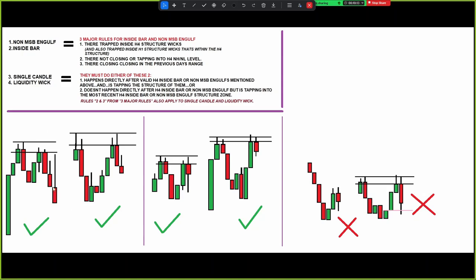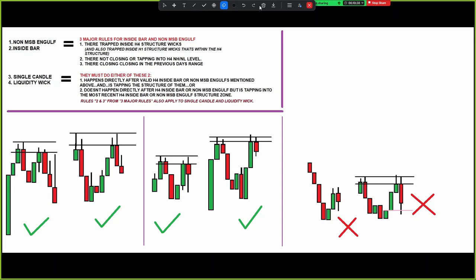And for liquidity wick, it's the same thing. It either has to happen directly after a non-MSB engulf or inside bar, like in the next candle, or it can happen after that. This one's happened 2 candles later, but the wick has to tap into the structure of a valid non-MSB engulf or inside bar, right?